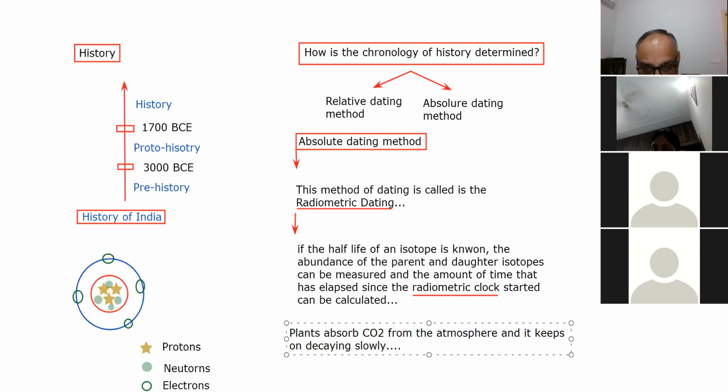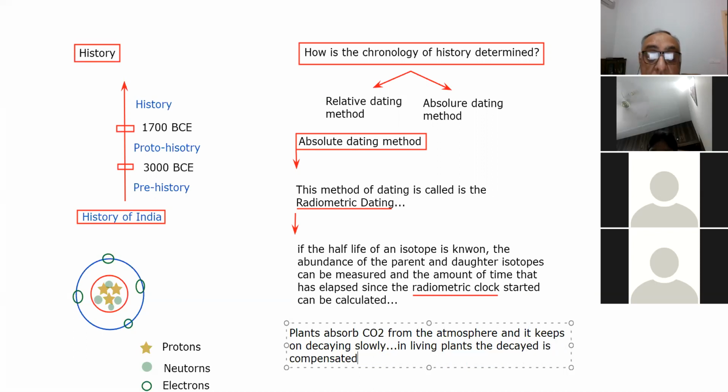Okay beta, it keeps on decaying slowly, right? ये धीरे धीरे decay होता जाता है, right? And in living plants, the decayed carbon is compensated by the fresh intake, right?